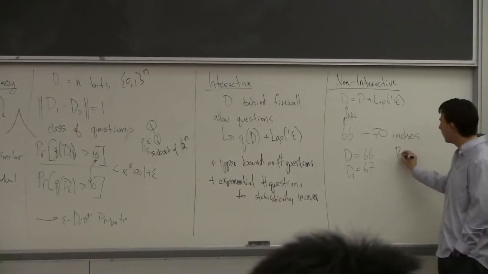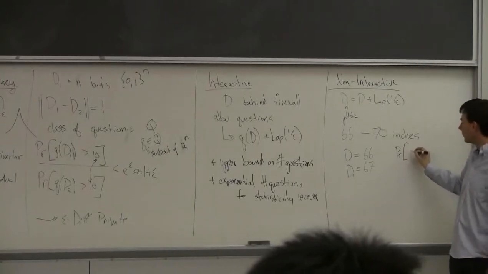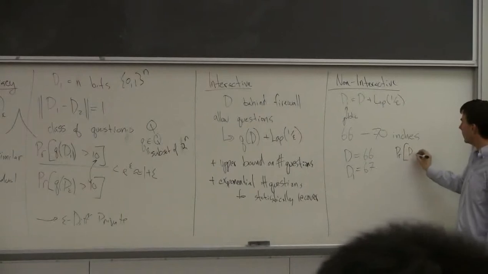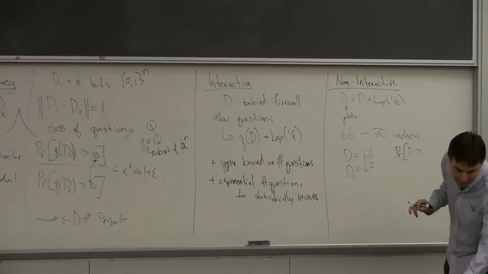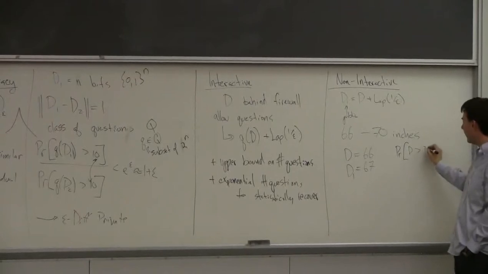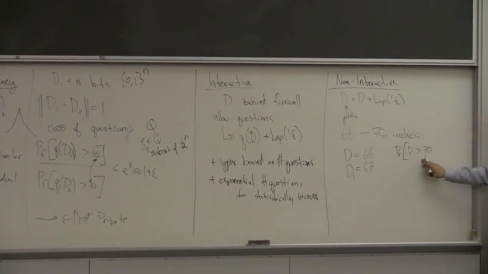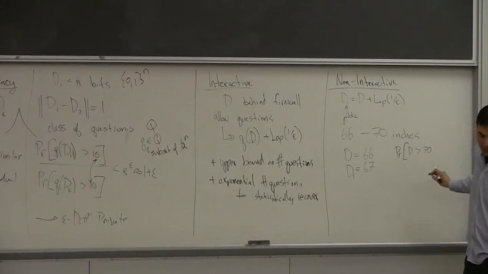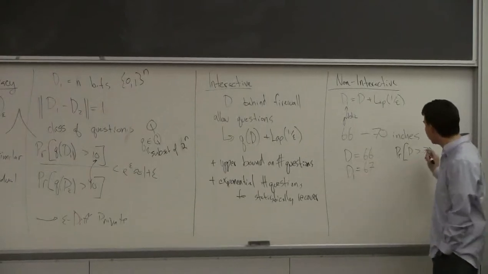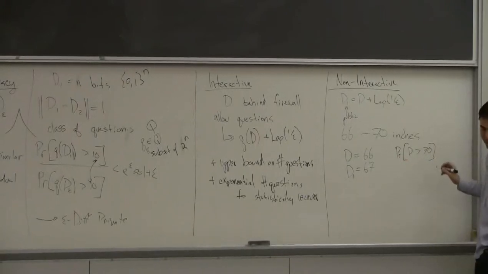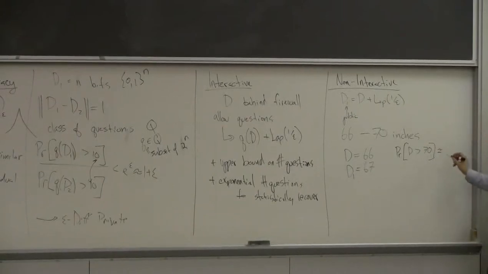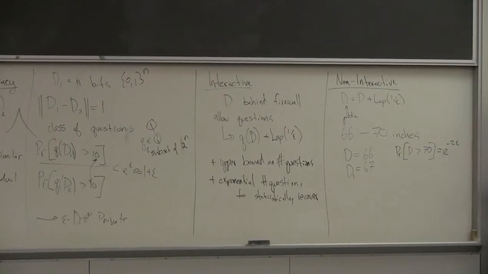Okay, so now I want to look at the probability given that D is greater than 70, right? So the probability is greater than 5'10". Actually, given this for D, given this amount of Laplacian noise, you can say that this is going to be about e to the minus 2 epsilon. So epsilon is some parameter I can put based on how much noise.